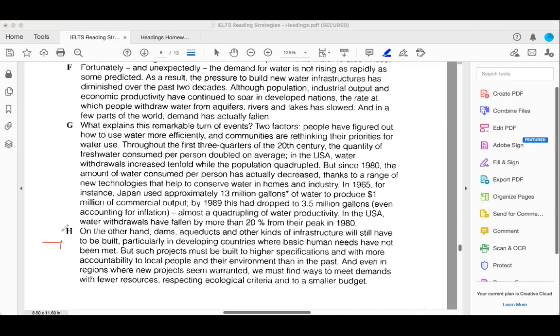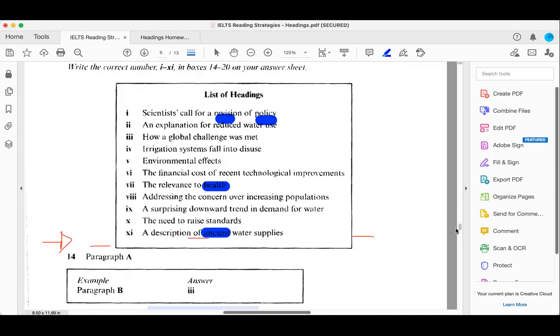All right, in F, what's the main idea? H, on the other hand. Other kinds of infrastructure will be built, right? Infrastructure will be built. That's the main idea. Let's go back to headings. Scientists? No. Infrastructure will be built. Reduce water? No. Irrigation system? No. Again, if you're not sure, go back to the sentence. The sentence says infrastructure will be built.